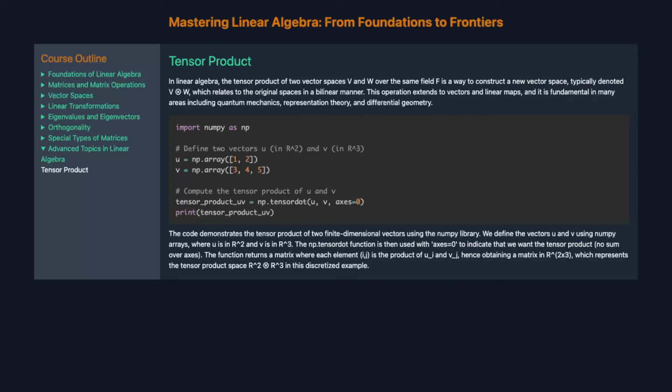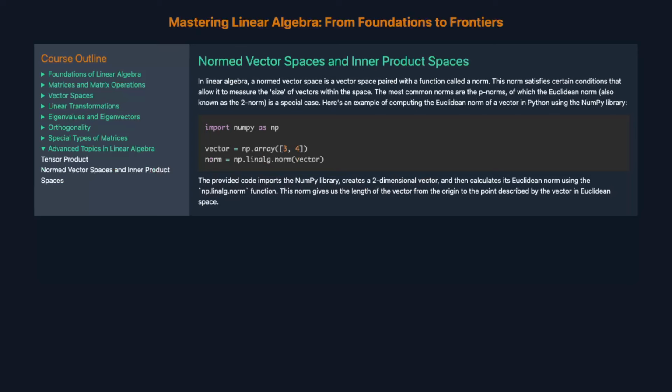The code demonstrates the tensor product of two finite-dimensional vectors using the NumPy library. We define the vectors u and v using NumPy arrays, where u is in R^2 and v is in R^3. The np.tensordot function is then used with axes equals 0 to indicate that we want the tensor product, no sum over axes. The function returns a matrix where each element, ij, is the product of u_i and v_j, hence obtaining a matrix in R^2x3, which represents the tensor product space R^2⊗R^3 in this discretized example. Normed vector spaces and inner product spaces.